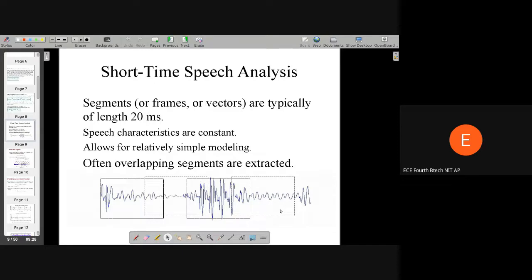All those things we discussed, why and where, which one is suitable. But this is the basic concept. Why do we need to do short-time analysis of speech? Because speech is a non-stationary signal. Now, why do we do windowing?